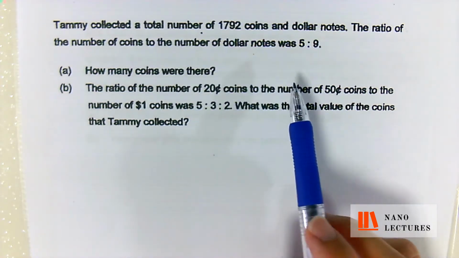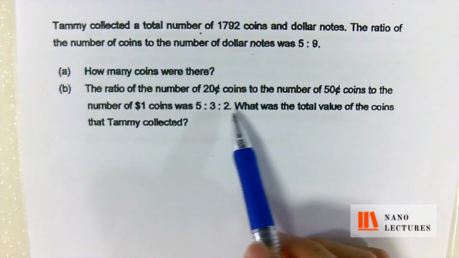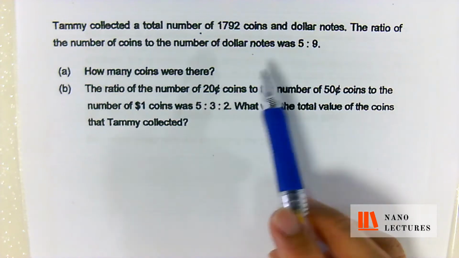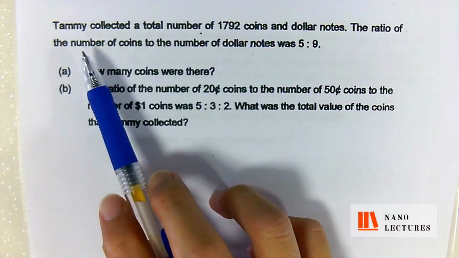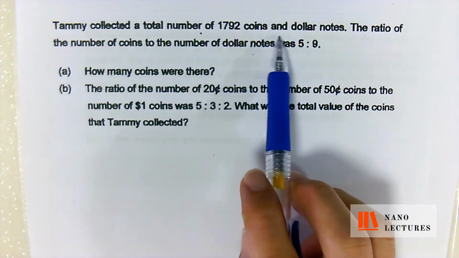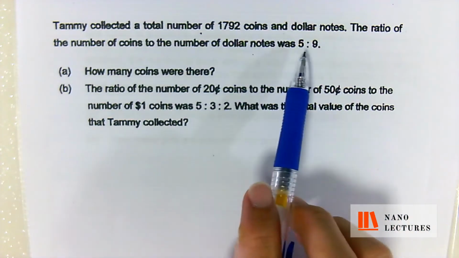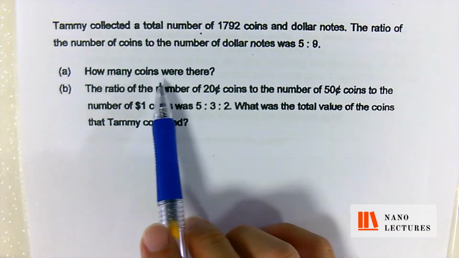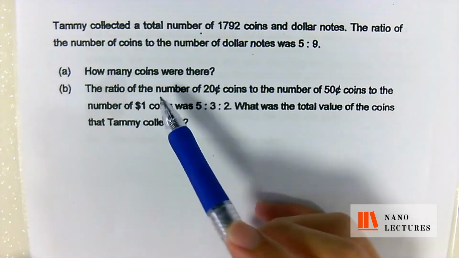Okay, coin questions, and then with ratio, and then the value of the coin. These are the questions that kill a lot of students, so take note. They told us that Tammy collected a total of 1792 coins in dollars, and the ratio of coins to dollars was 5:9. Simple. So they're asking how many coins were there. This is the simplest one. How many coins were there?